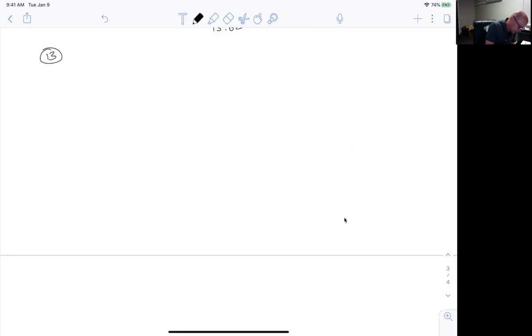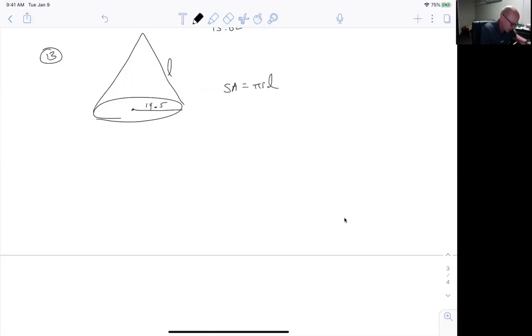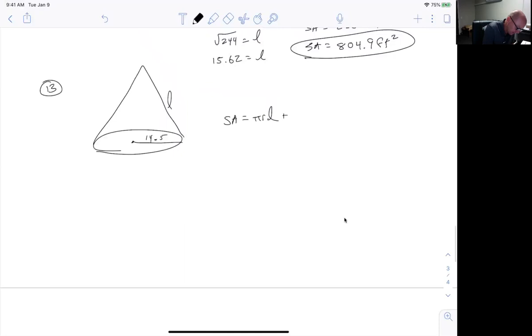Find the slant height. Okay, so I've got a cone. I need to find the slant height. It told me the radius is 14.5. All right, 14.5 is the radius. And it told me the surface area of the cone. So I'm just going to write out here that the surface area of the cone should be equal to pi r times slant height, and then we are going to add that to the area of the base, which is pi r squared. Okay, now let's just plug in the numbers that I know.